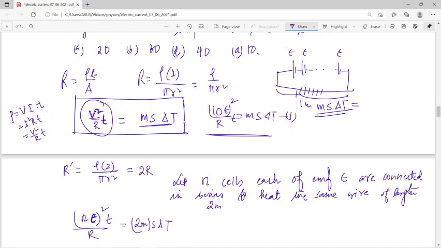And if you can divide it, then you will find that the S part, the del T part, and whatever be the thing, that will be cancelled out.